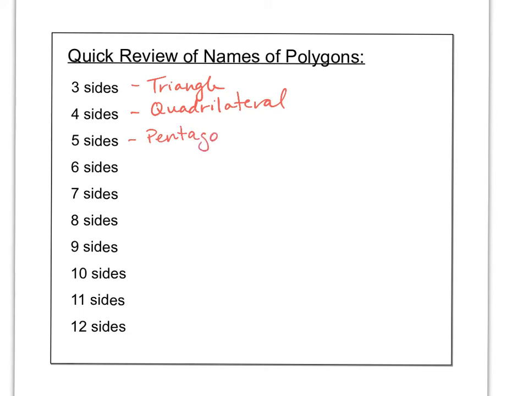A 5-sided polygon is a pentagon. Maybe some of you have visited the Pentagon in Washington, D.C. It actually has 5 sides. And inside of it, there's a courtyard that is also the shape of a pentagon. Pretty cool. 6 sides is called a hexagon. The way that I remember this is 6, if I write out the word, 6 has an X and hexagon has an X.